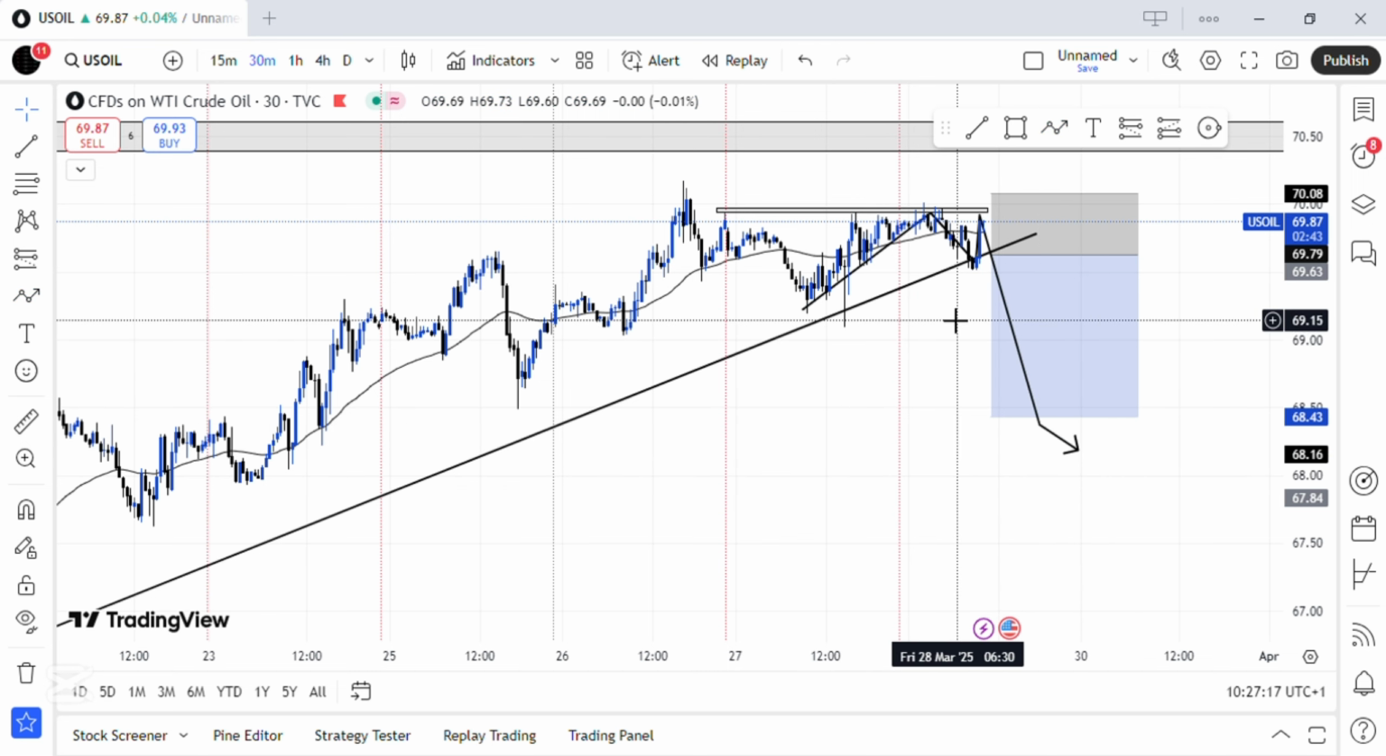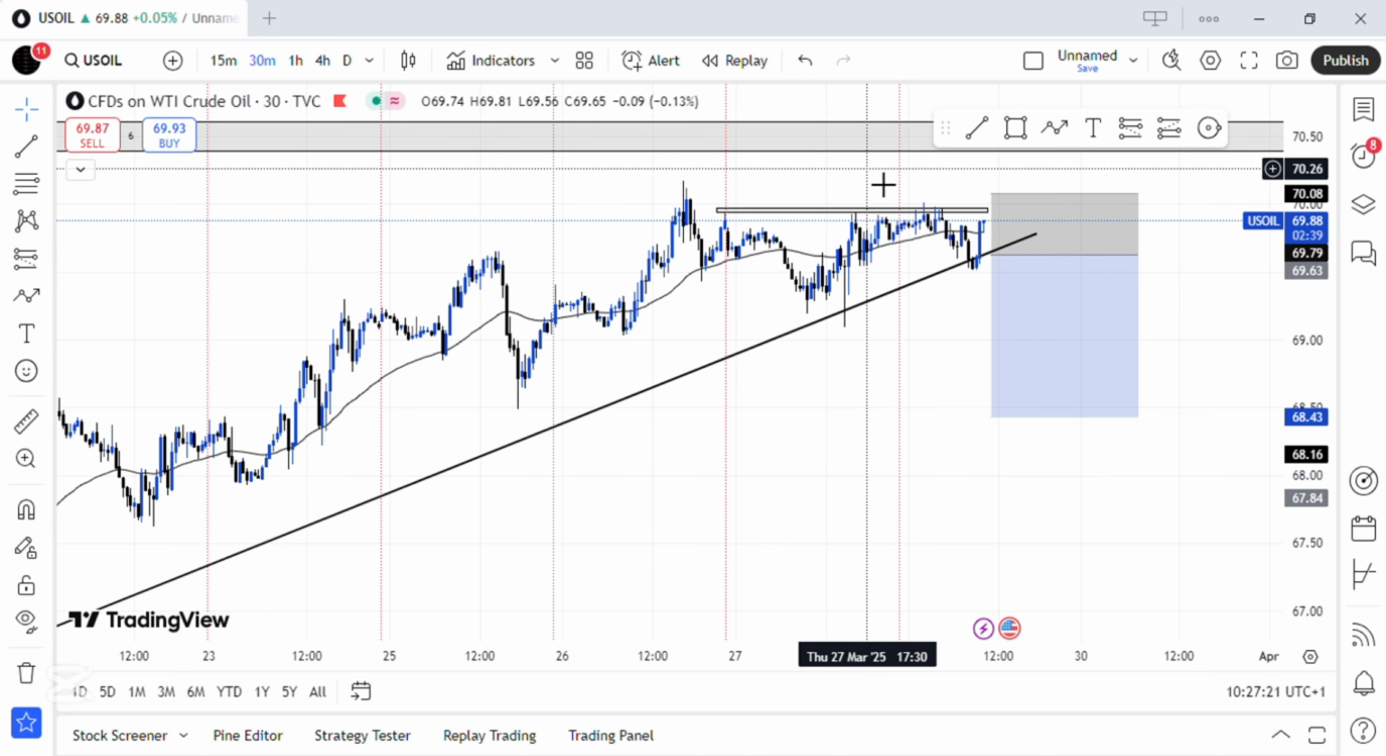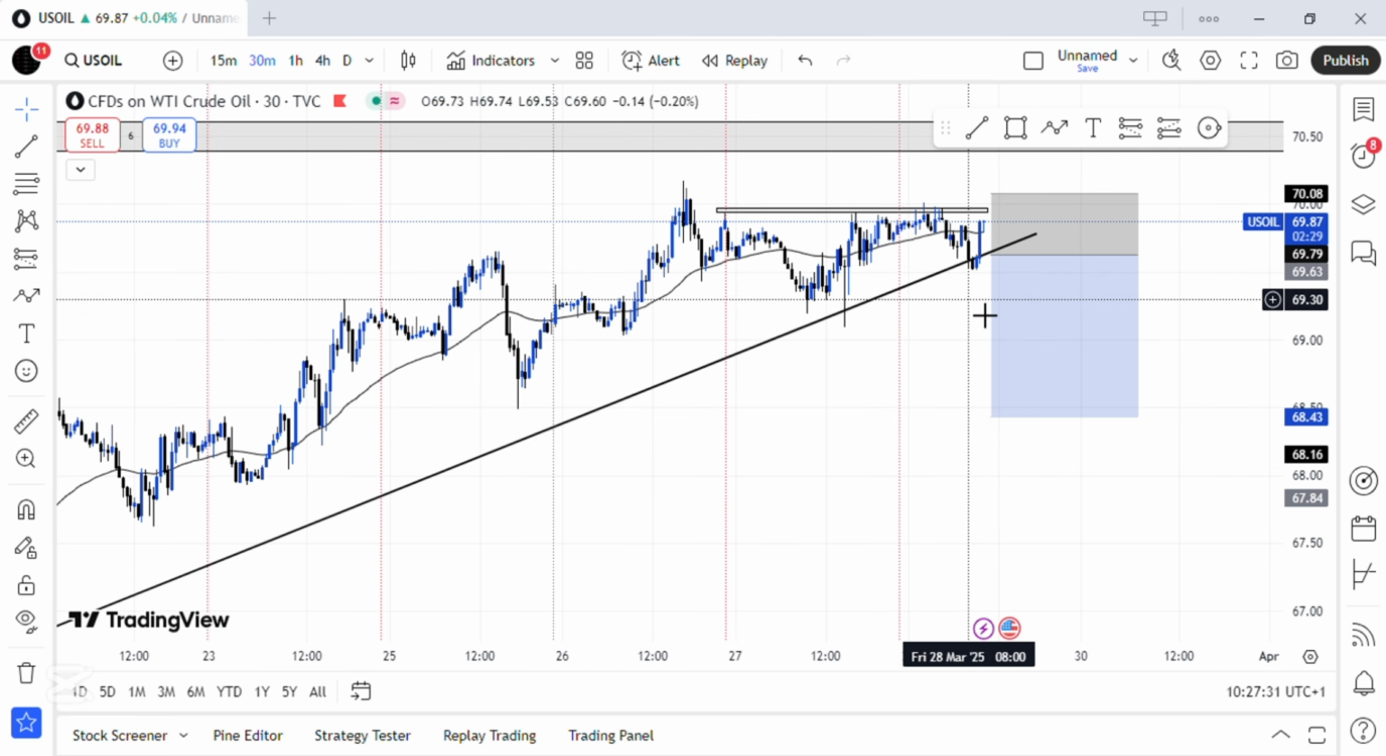That is my analysis for US oil. That's how I analyze my charts. So I look for support and resistance. I check my moving average. I check for trend lines. I check for momentum candles. And before I enter this sell, I should also be looking for a momentum candle or other confluences that can make me enter this trade.